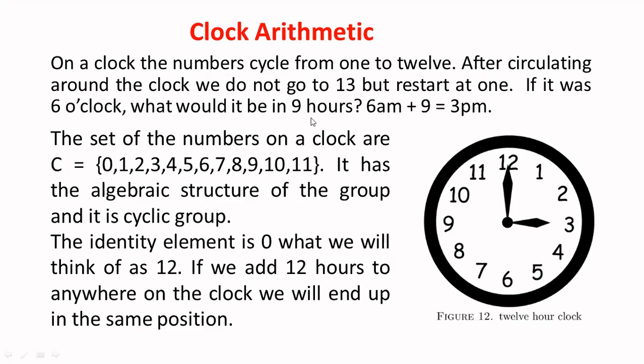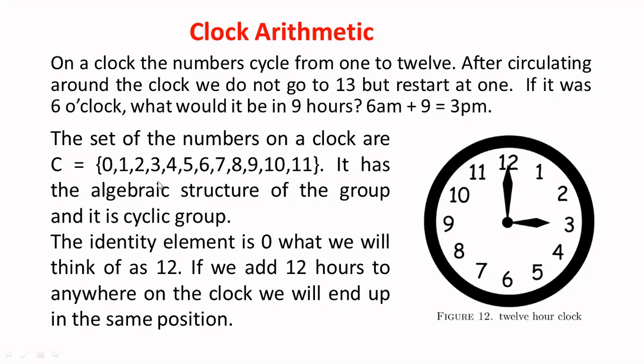The second application is clock arithmetic. On a clock, the numbers cycle from 1 to 12. After circulating around the clock, we do not go to 13 but restart at 1. If it was 6 o'clock, what would it be after 9 hours? 6 a.m. plus 9 is equal to 15. But on a 12-hour clock, 6 a.m. plus 9 equals 3 p.m.